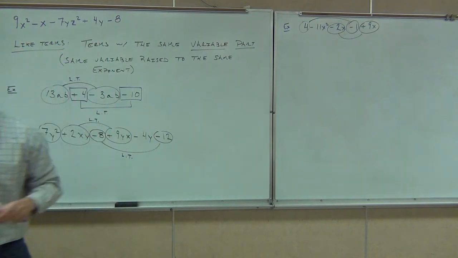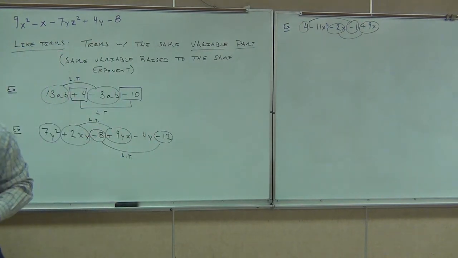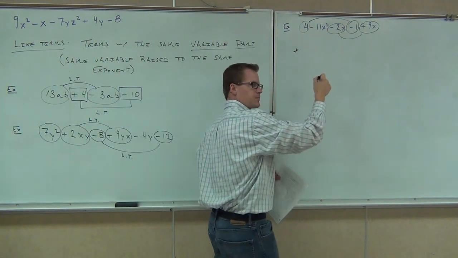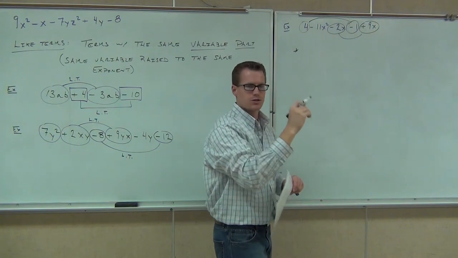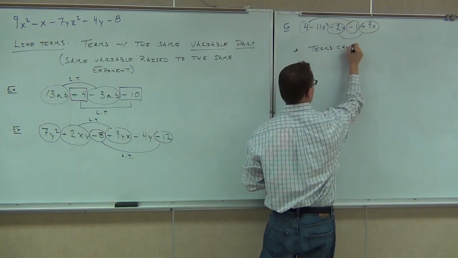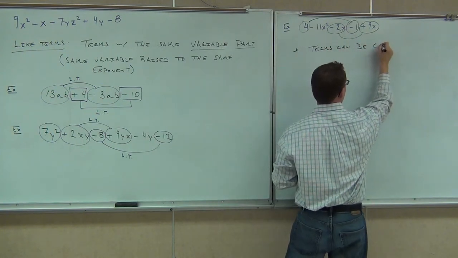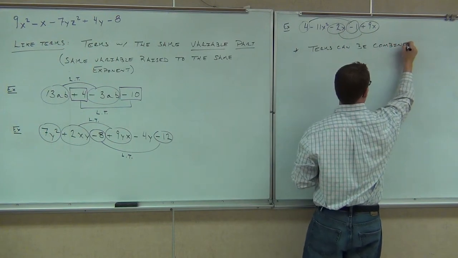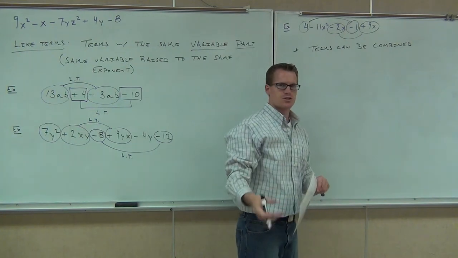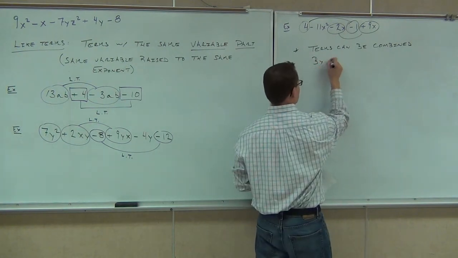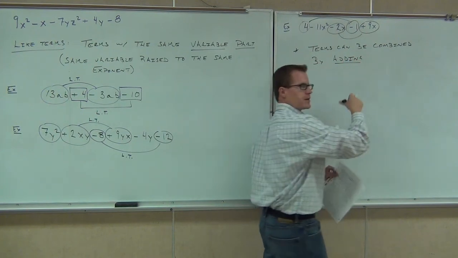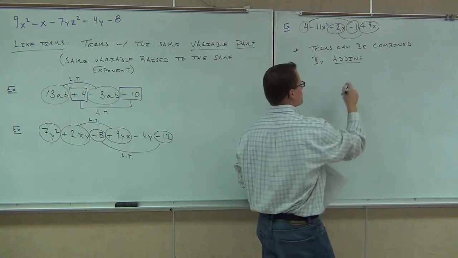The variable part doesn't even change at all. All we've got to do is combine terms by combining the coefficients of like terms. So terms can be combined by adding the coefficients of like terms. This is a beautiful thing because we can use the addition rule. That's very, very nice.